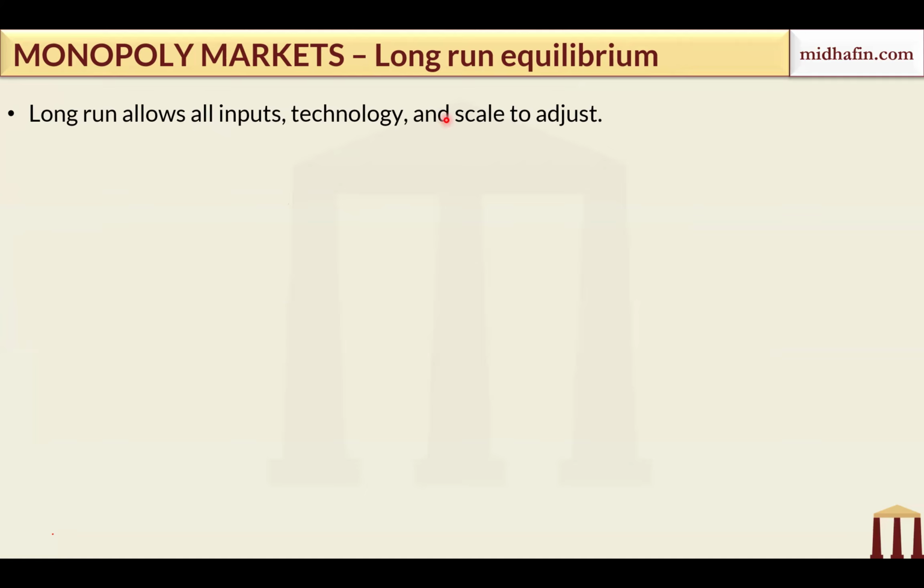Maybe in the short term, there can be some inflexibility. But in the long term, technology changes, and the monopolist can expand or reduce capacity and change the inputs. So that kind of flexibility allows the monopolist to operate more efficiently. But of course, that means the monopolist also should make strategic decisions that consider future costs, not just short run constraints.